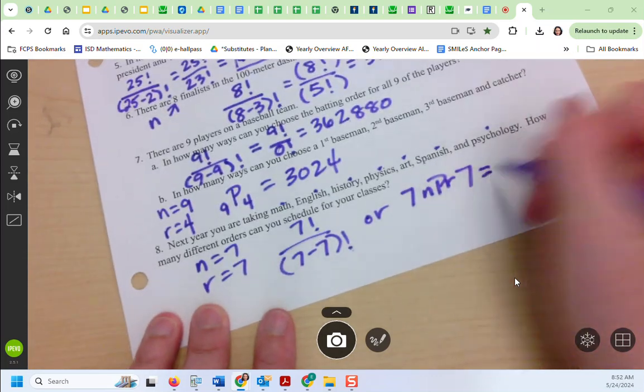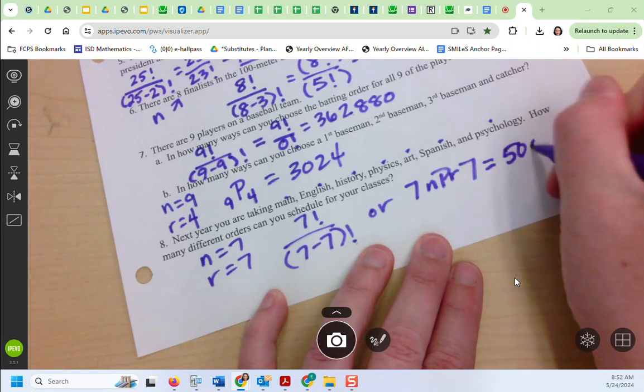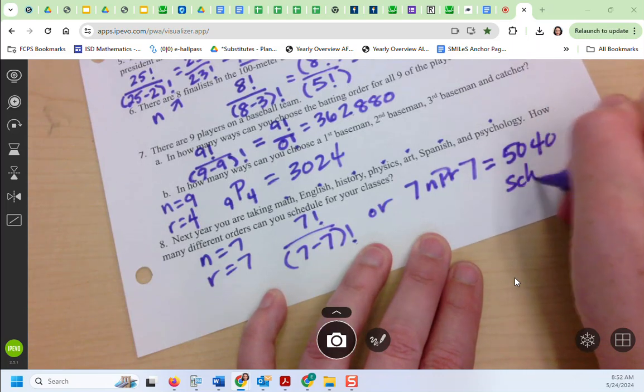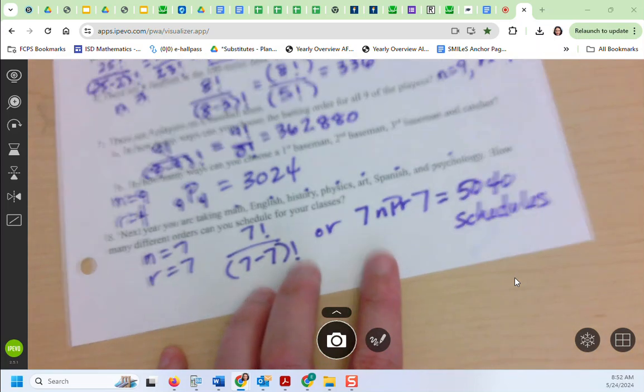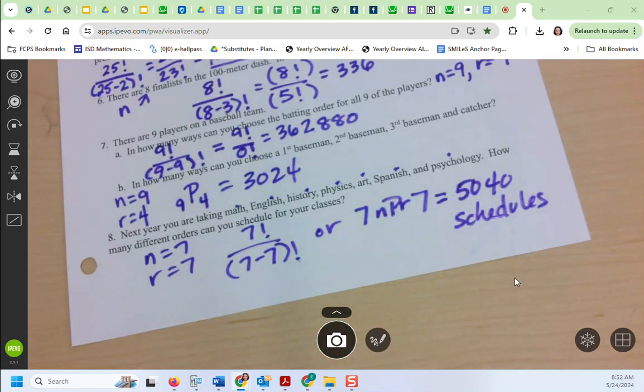And either way, you're going to get 5,040 different schedules. So that's kind of crazy to think about. Taking the 7 classes you're taking this year, there are actually 5,040 different ways that your schedule could have been arranged. It's a lot.